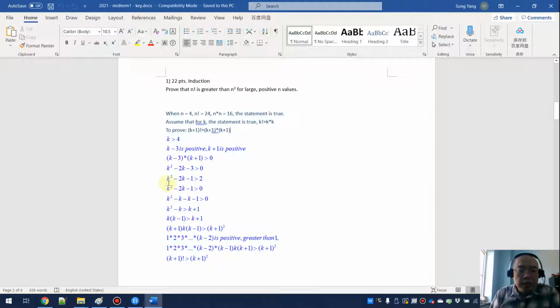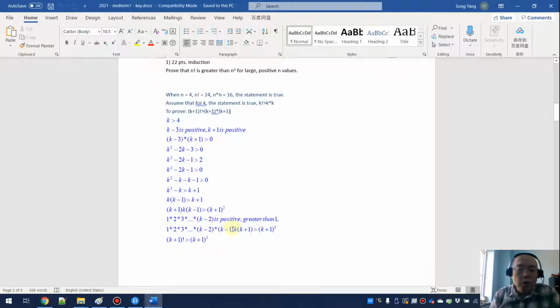Okay, so if the value on the left side is greater than 2, of course it will be greater than 0. Then I break this minus 2k into minus k and minus k again, and I move the minus k and minus 1 to the right side, so k squared minus k will be greater than k plus 1. And then I extract 1 k from the left side, so k multiplied by k minus 1 is greater than k plus 1. And then I multiply k plus 1 on both sides, so k plus 1, k, and k minus 1 is greater than k plus 1 squared.